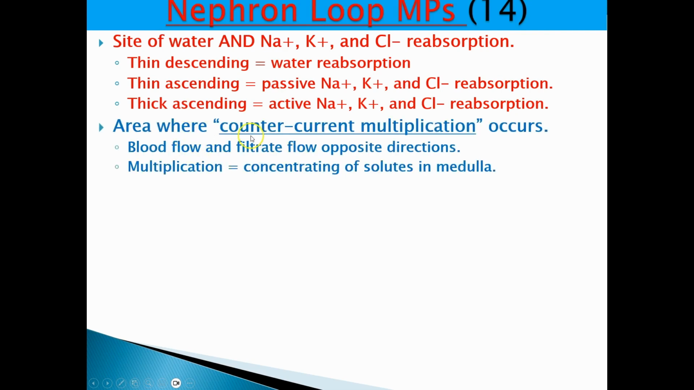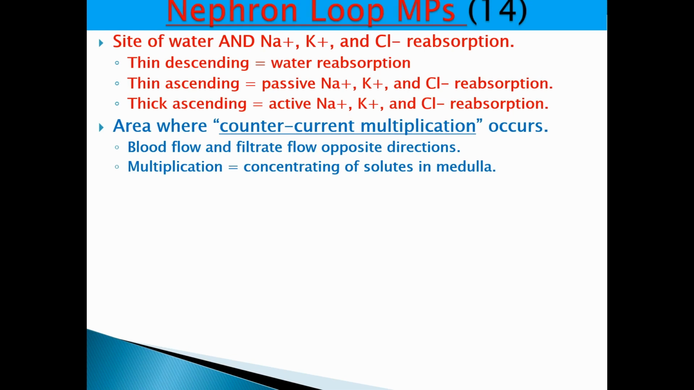Area where countercurrent multiplication occurs. You should know the nephron loop is the site of countercurrent multiplication. And what that countercurrent is, blood is flowing in one direction, the filtrate is flowing in the opposite direction. So that's the countercurrent part. The multiplication part is it helps concentrate solutes in the medulla because, again, we dilute it with the water, but we concentrate it with the active transport of sodium and potassium.